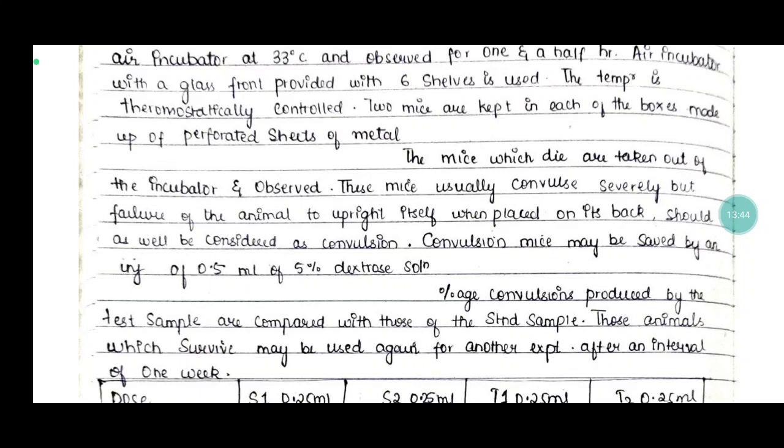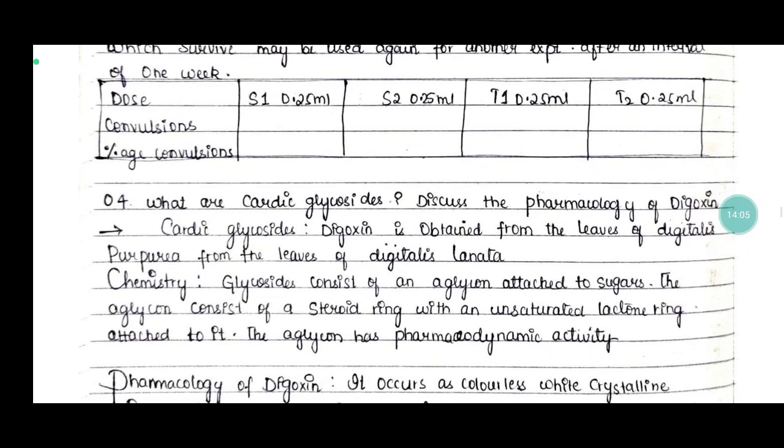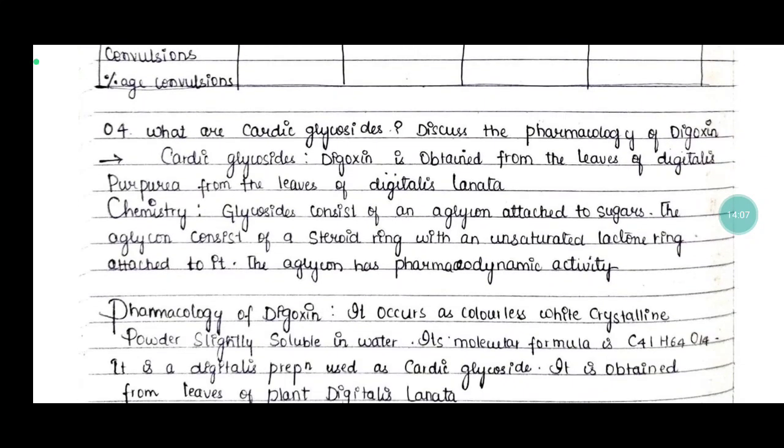So the percentage of convulsions produced by the test sample is compared with those of the standard samples. Those animals that survive may be used again for another experiment after an interval of 1 week. So the fourth question, of 10 marks.